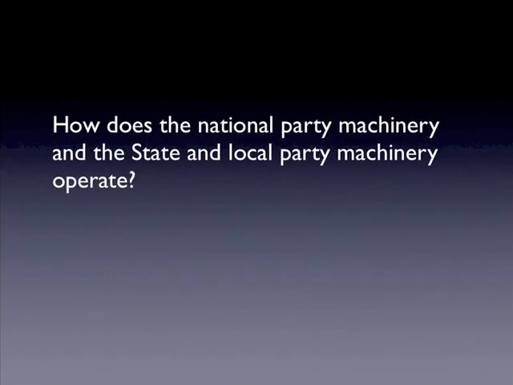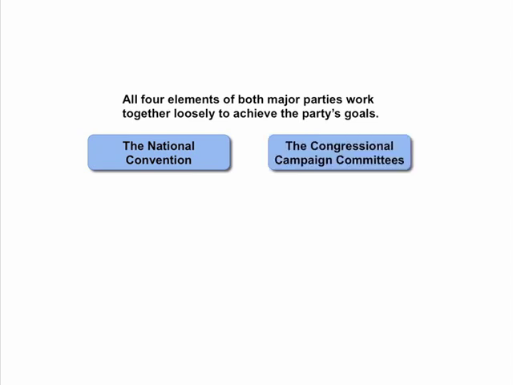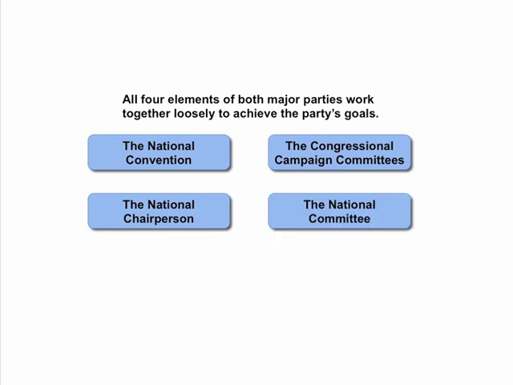How does the national party machinery and the state and local party machinery operate? All 4 elements of both major parties work together loosely to achieve the party's goals. The National Convention, the congressional campaign committees, the national chairperson, and the national committee.